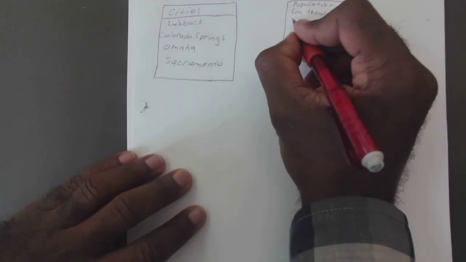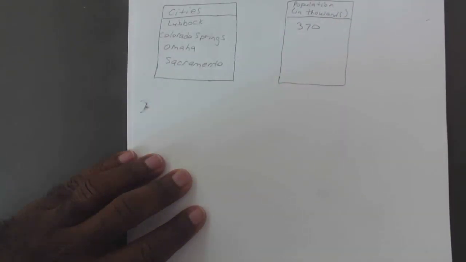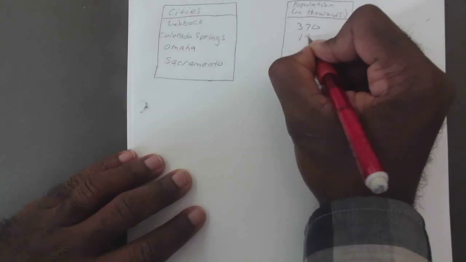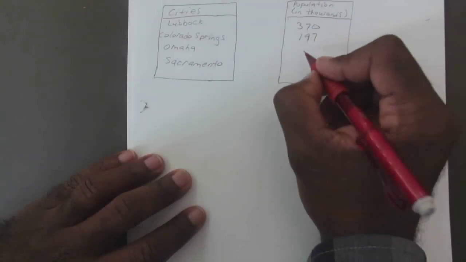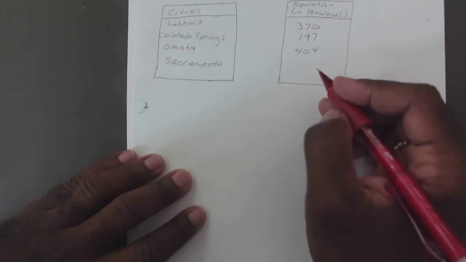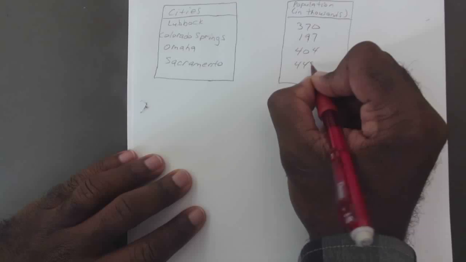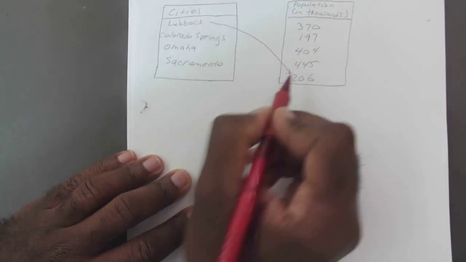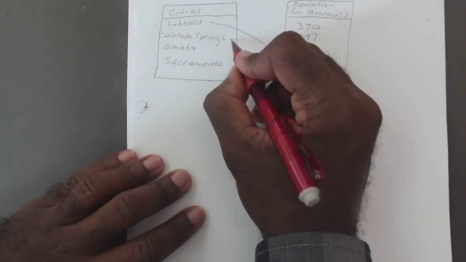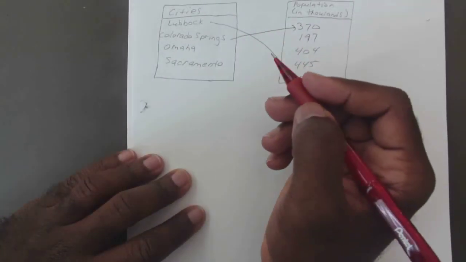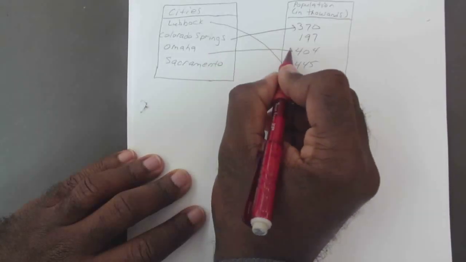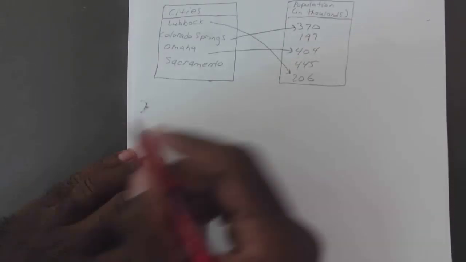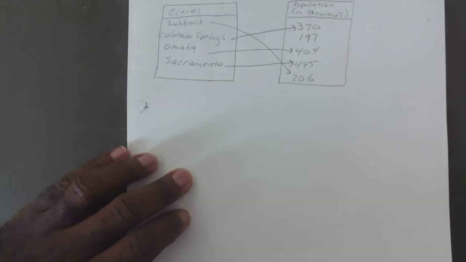Okay, so let's say if you have here 370,000. Let's say if you have here 197,000. So if you have 404,000. Say if you have 445,000 and 206,000. Okay, and let's say here lines up with there. Say Colorado Springs lines up there. Let's say Omaha lines up here, and let's say Sacramento lines up there.